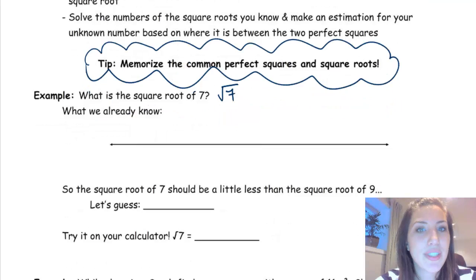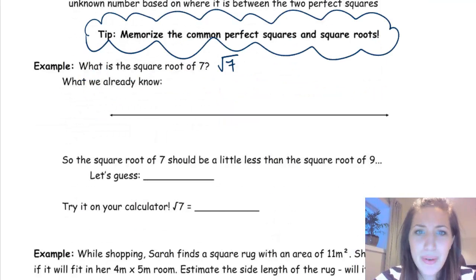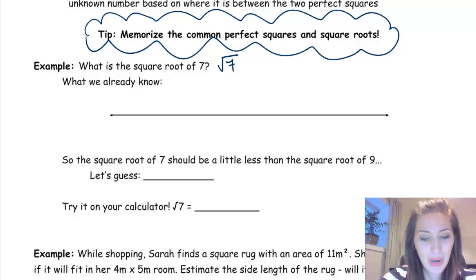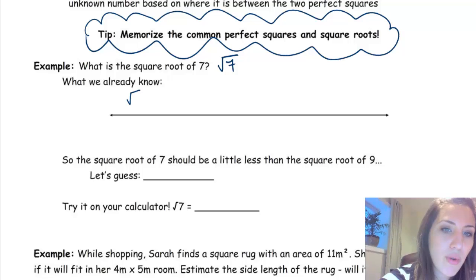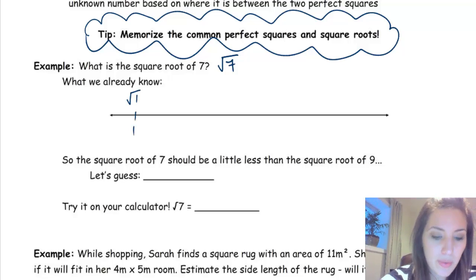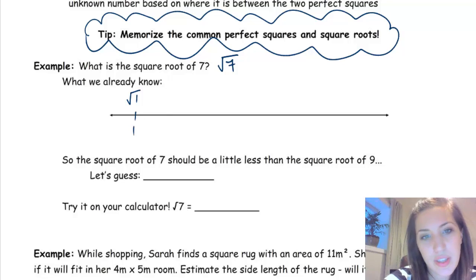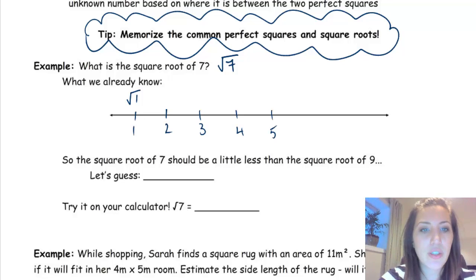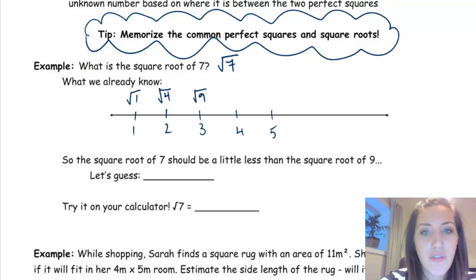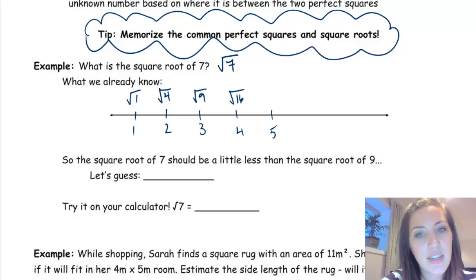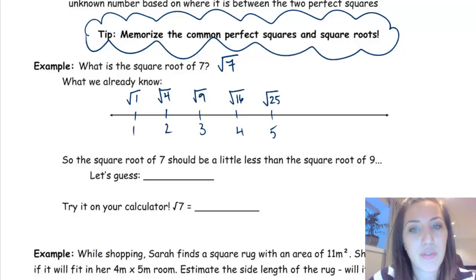So what is the square root of 7 then? Let's get down to it. We don't know. That's hard. What we do know, however, are the square roots of numbers like the square root of 1. That's just 1. Let's draw in the numbers 2, 3, 4, 5. So we know the square root of 1 is 1. 2 squared would give us the square root of 4. 3 squared would give us the square root of 9. 4 squared would give us the square root of 16. 5 squared, same as the square root of 25.